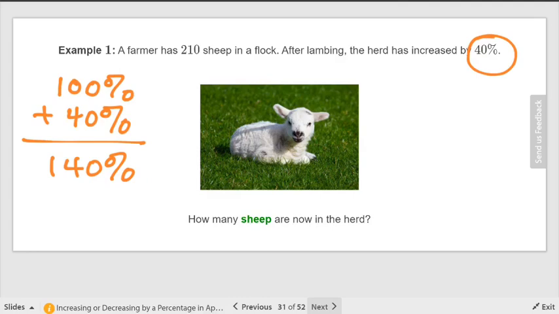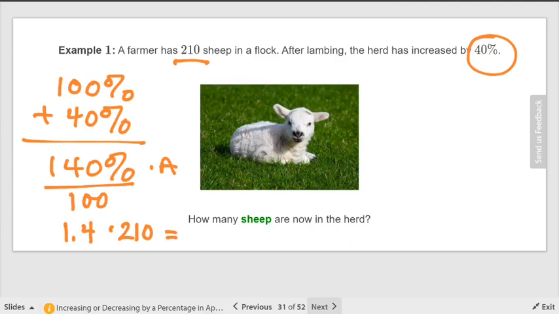All right, everybody agree? Then I'm going to take that times the amount. But I can't multiply with 140%, so I change it into a decimal by dividing it by what? 100, which gives me 1.4 times, how many sheep did he start with?